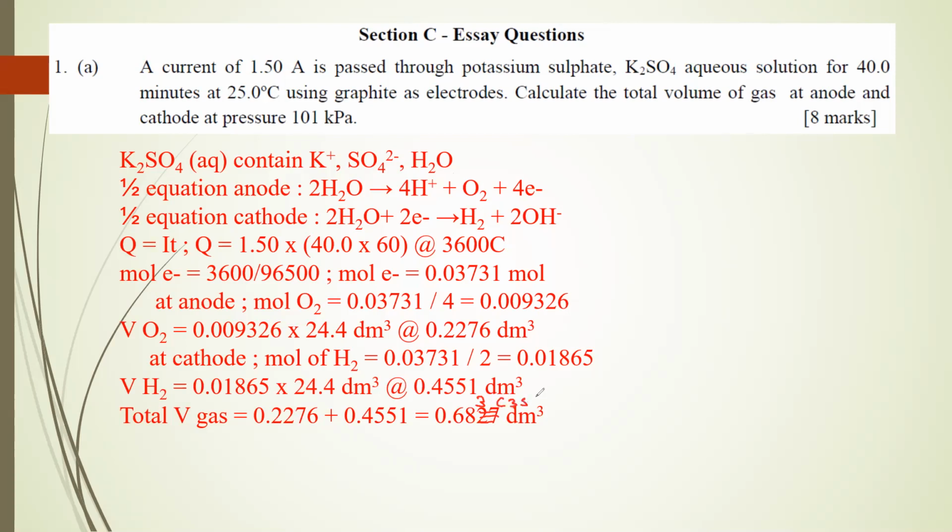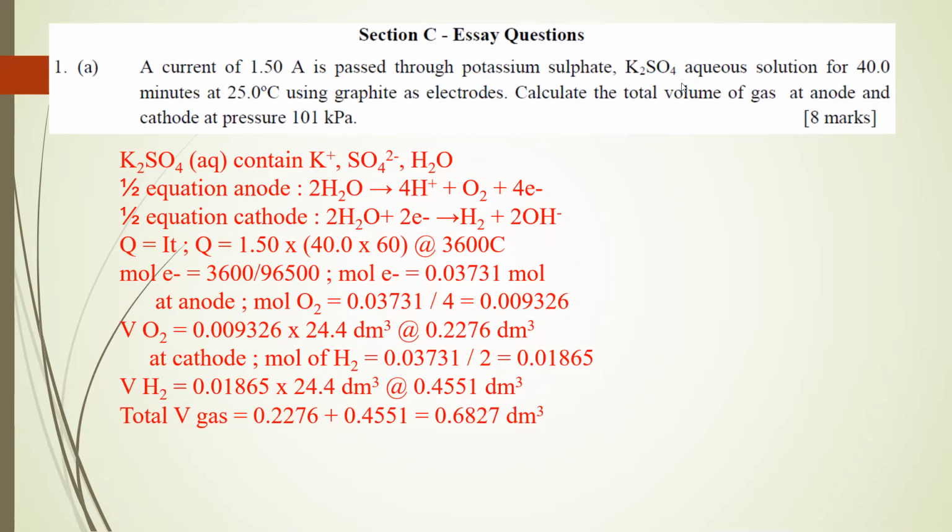Again, you can leave your answer as decimeter cube, as long as the answer has 3 significant figures. Because why 1.50, 40.0? All of these are trying to tell you that your final answer should be in 3 significant figures. So 0.683. Okay, that is how you solve question number 1A.